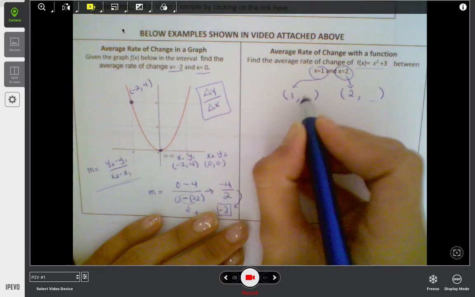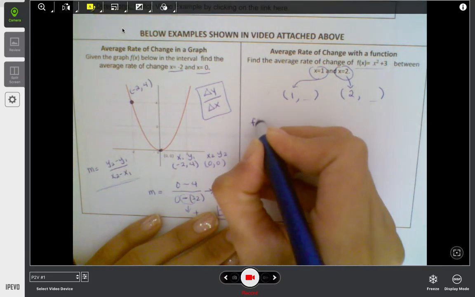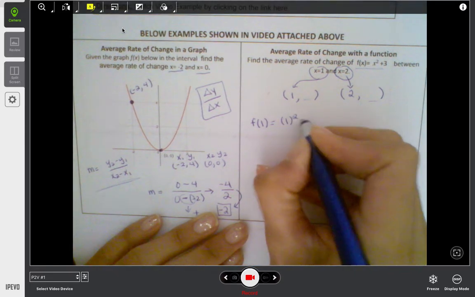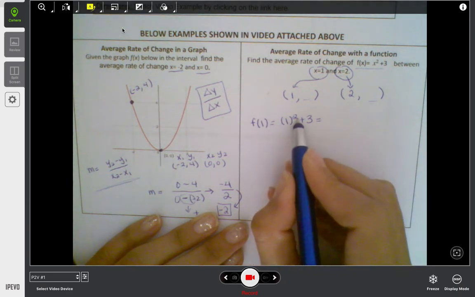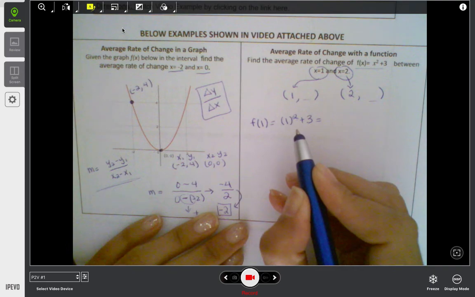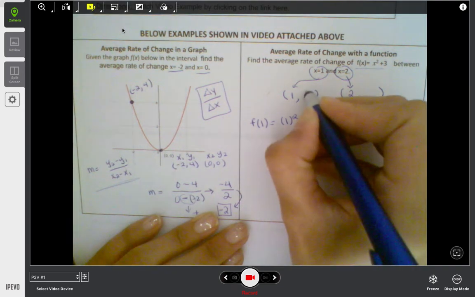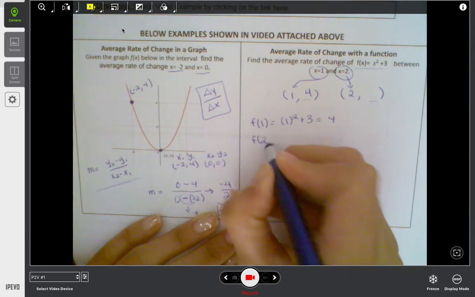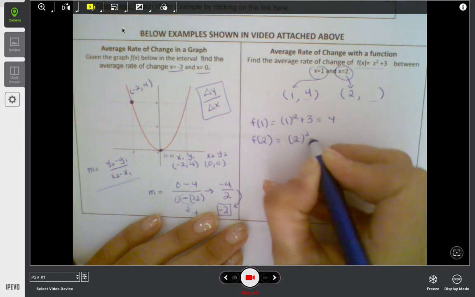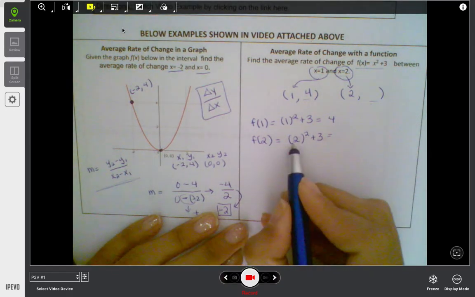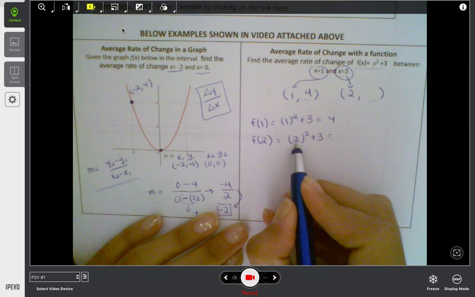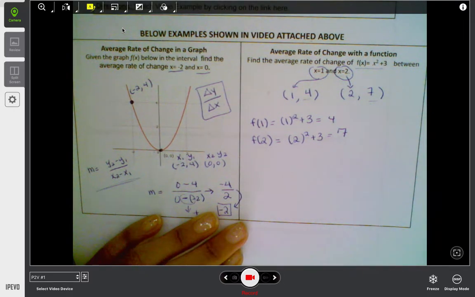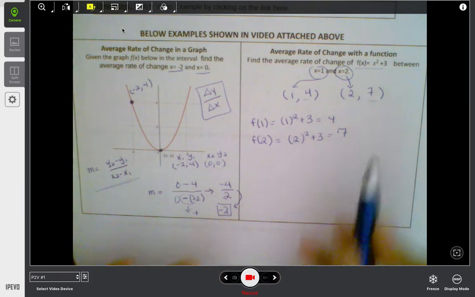So let's do that. For this first coordinate point, we're going to do f of 1. I'm going to plug 1 into my function right here. So 1 squared plus 3. 1 squared, that's 1 times 1. That's just 1. Plus 3, I get 4. Great. My second point is 2. So I'm going to plug 2 into my function. 2 squared, that's 2 times 2. That's 4. Plus 3, that's 7.